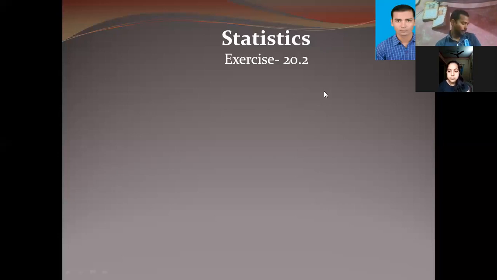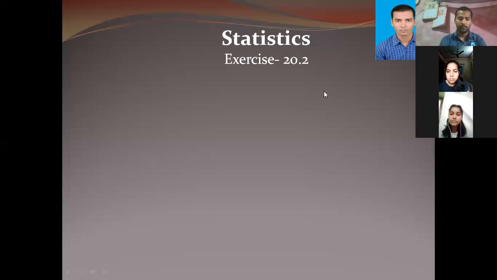In the same way, today we are going to discuss exercise 20.2, that is bar graph, as we have already learned exercise 20.1. Yes? Yes, sir.